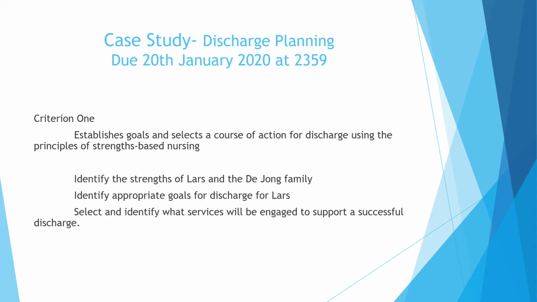This is where you can use tables and graphs or appendixes to save a bit on your word count, because identifying these services can be quite substantial. Now you do need to link these services back to Lars. How are they going to provide the most appropriate service for Lars? Also be very specific about what services they're going to incorporate.